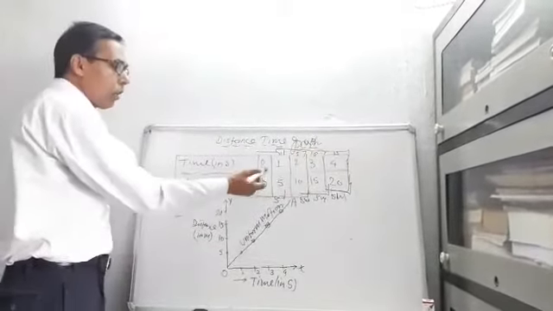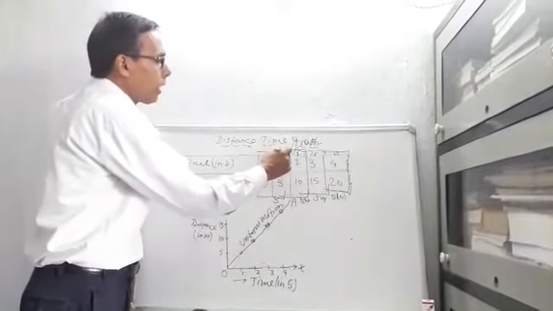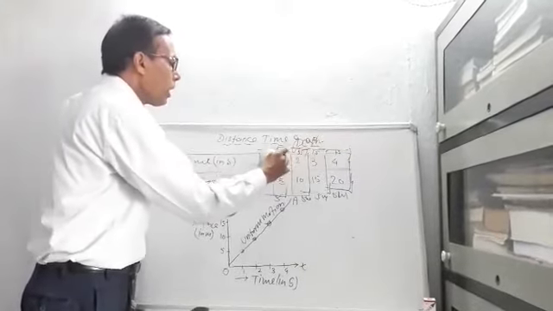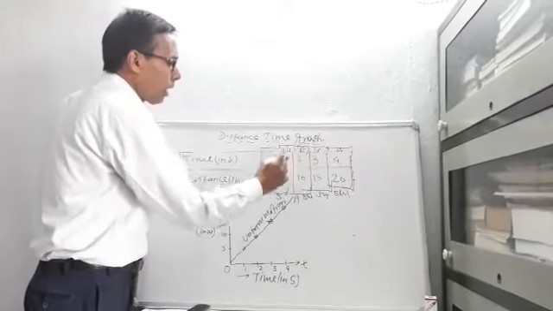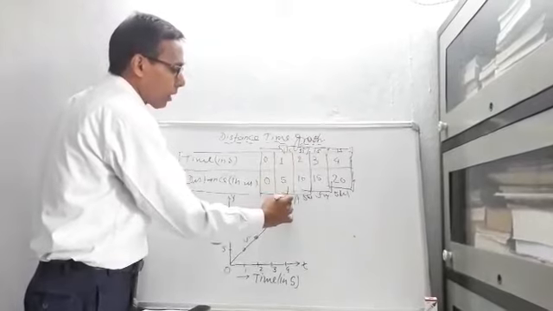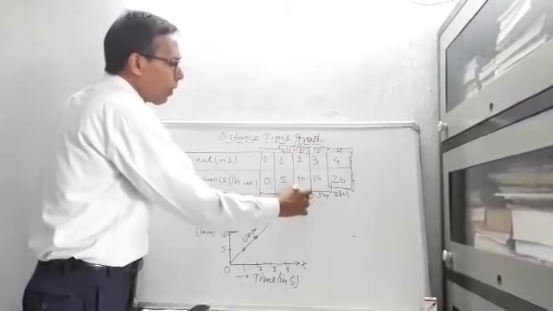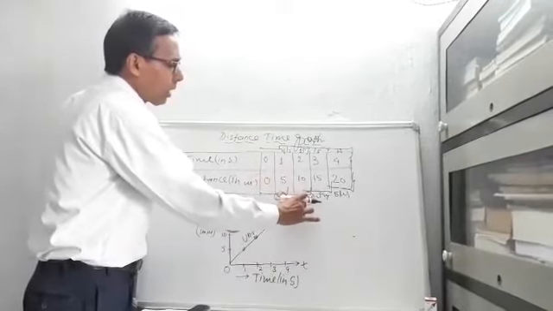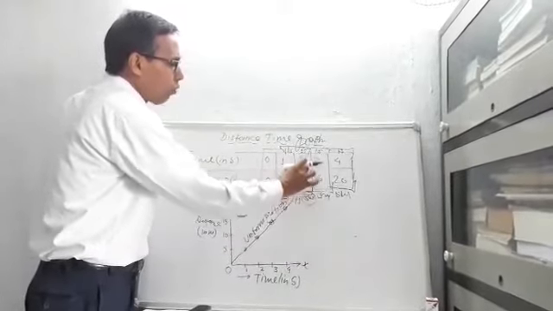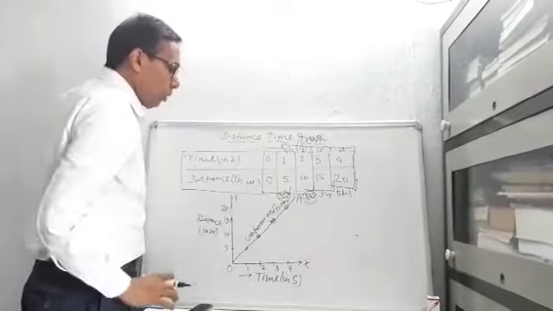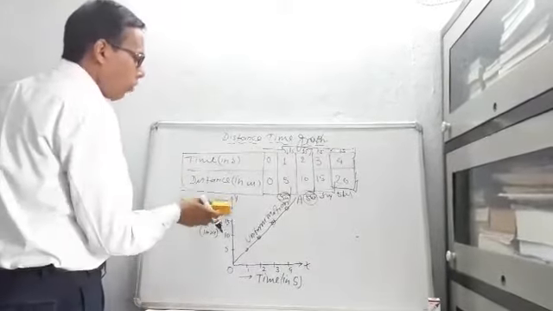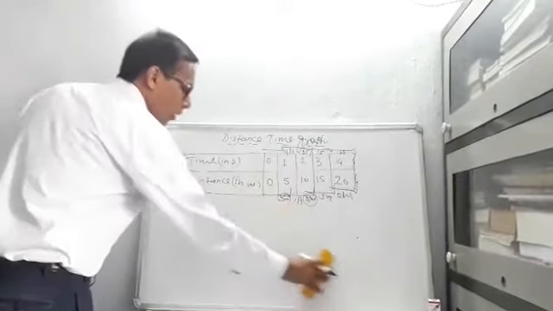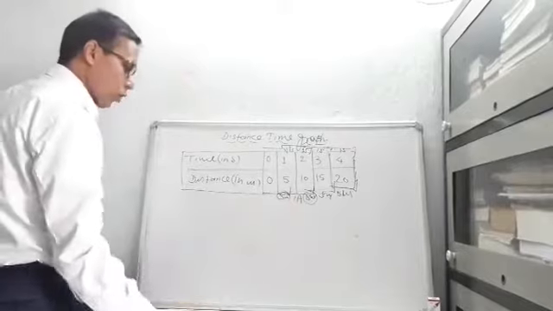So in this table you see in each second, the body travels only 5 meter. So if a body travels equal distances, that is 5 meter, in equal intervals of time, 1 second, then the body is said to have uniform motion. Now another case, how it is said to be non-uniform motion.